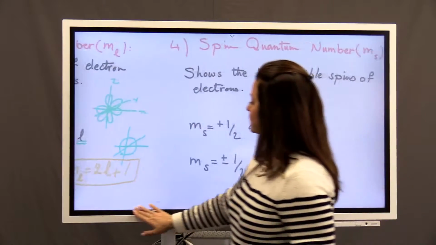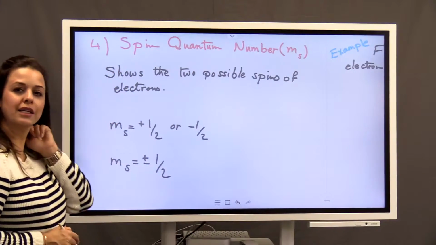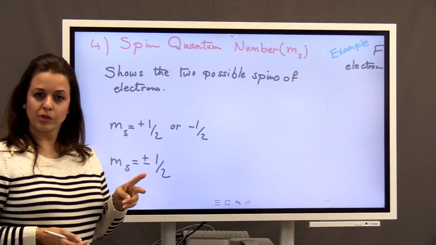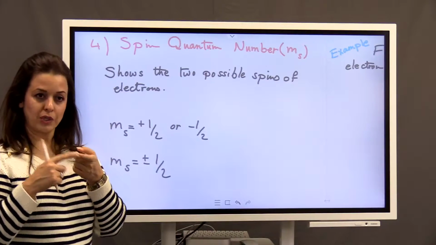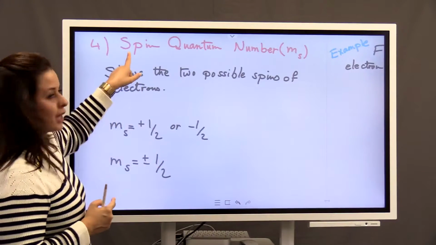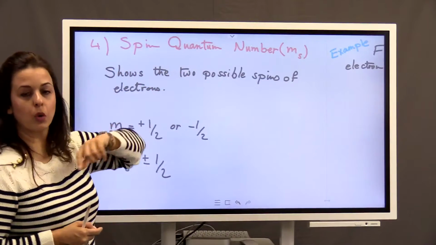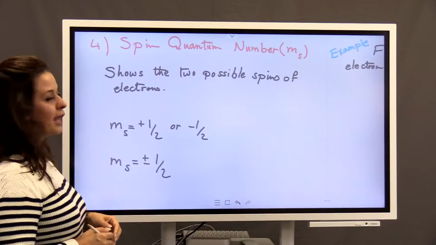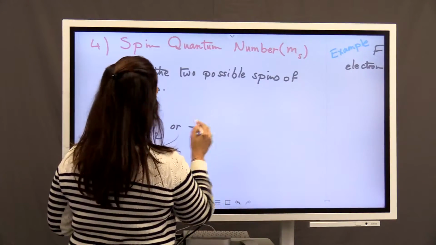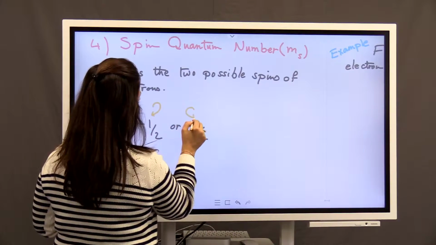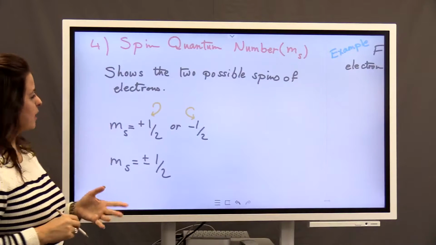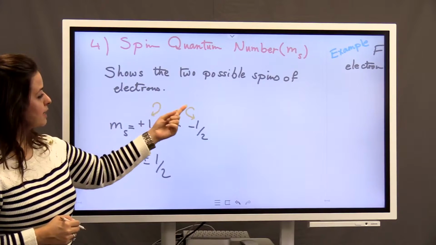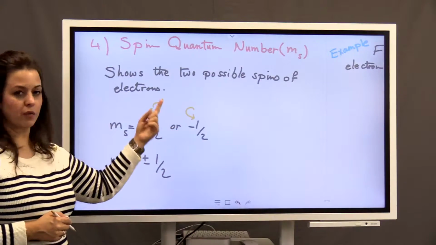Let's move on to the last quantum number, which does not need a calculation, and we already talked about it last time. We said in each orbital, there must be 2 electrons with opposite spin, right? So the last one is the spin quantum number, which we show as MS. It shows the 2 possible spins of electrons. We said one of them is clockwise and one of them is counterclockwise. The sign assigned for clockwise is positive 1/2, and the sign for counterclockwise is negative 1/2.